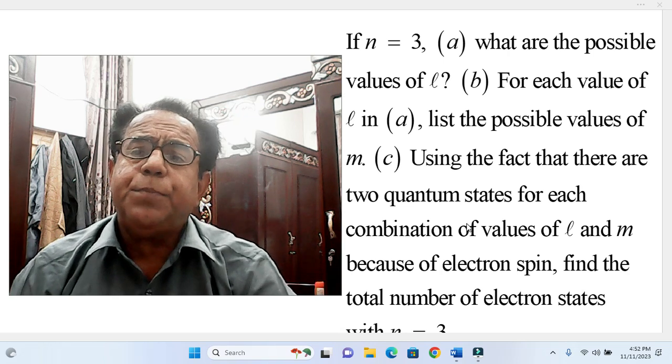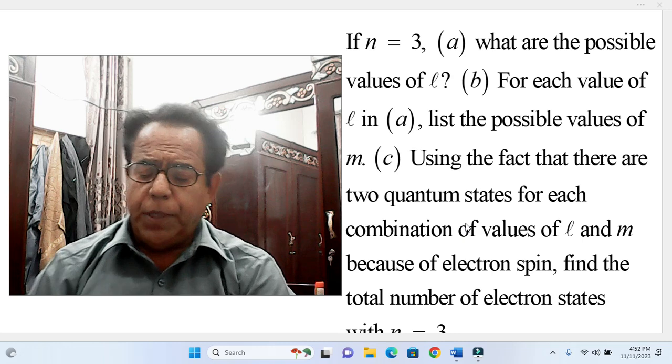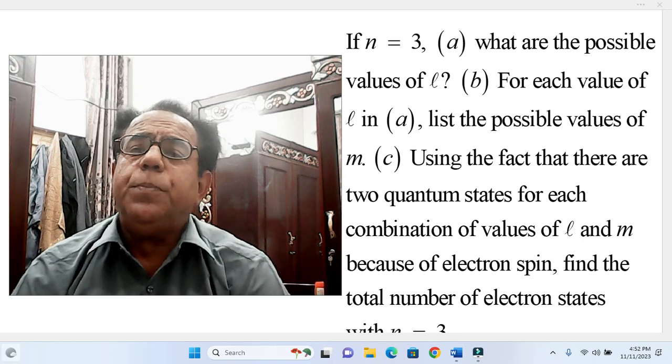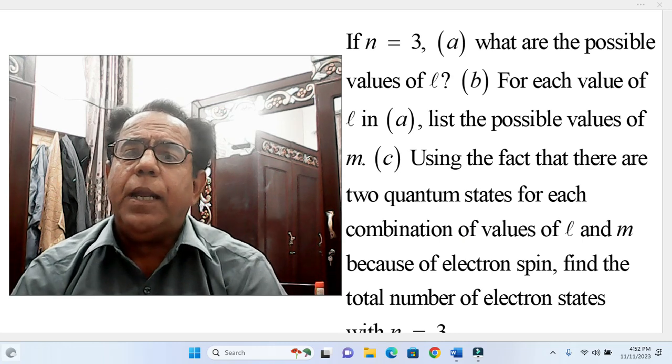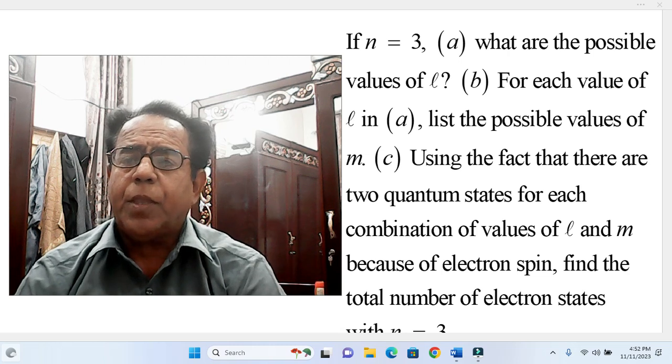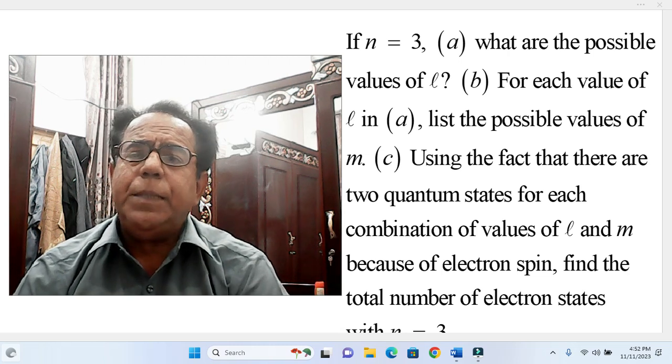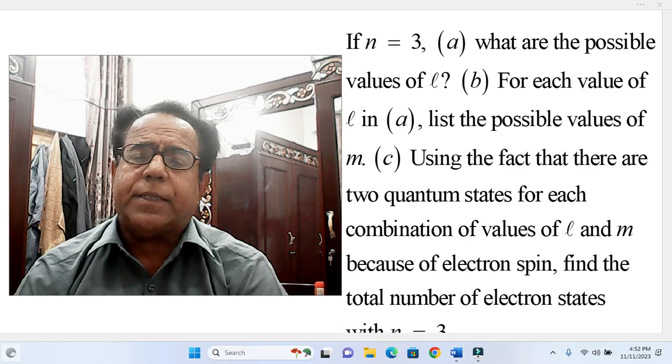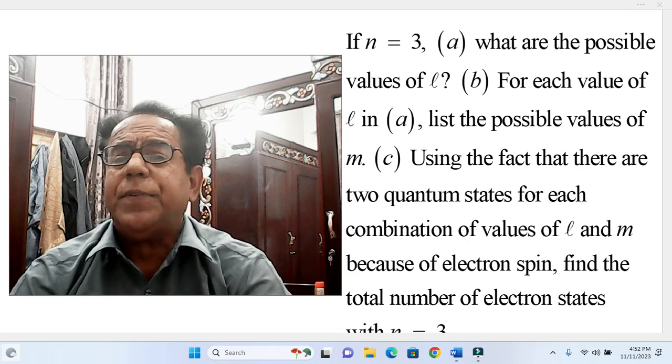This is our next problem. The problem has been chosen from the book Modern Physics by Paul A. Tipler. The problem basically belongs to atomic physics. As usual, we first come to its statement.